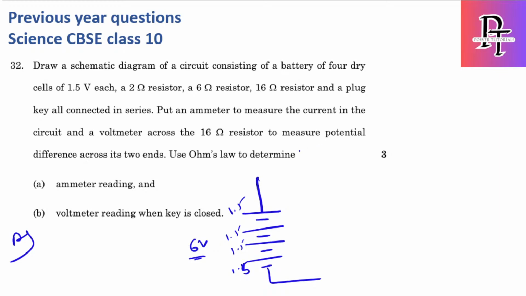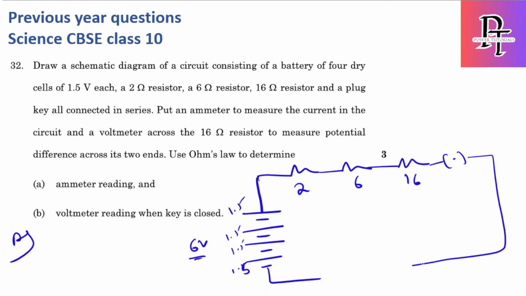Then we have 3 resistors, 2, 6 and 16 ohms. So this is 2, this is 6, and we have 16, 3 resistors, and a plug key. Okay, we have a plug key as well. Fine, this is the circuit.